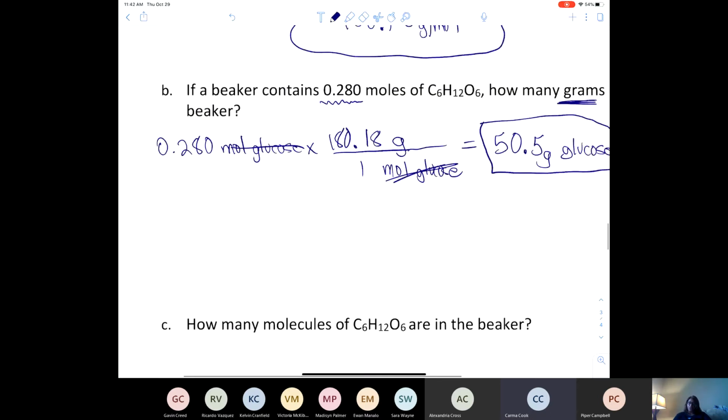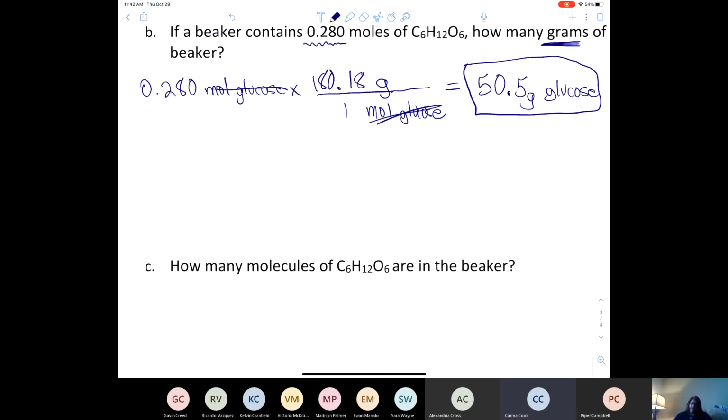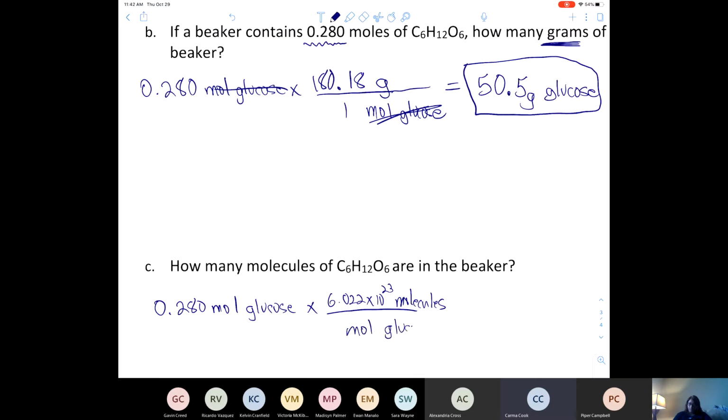And then we can also take those 0.280 moles of glucose and convert into molecules of glucose by multiplying by Avogadro's number. The moles of glucose cancel. And so Avogadro's number times 0.280 gives us 1.69 times 10 to the 23rd. And that's molecules of glucose.